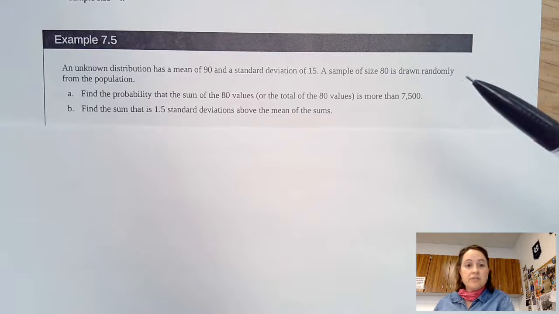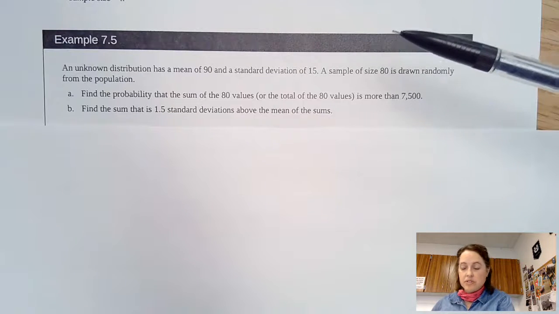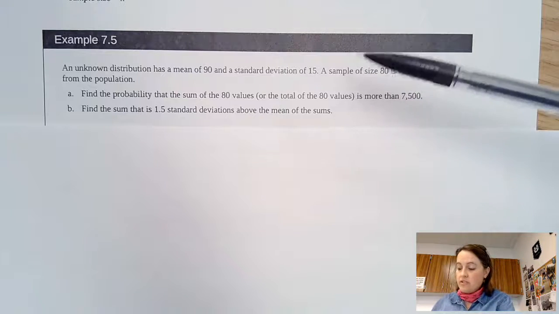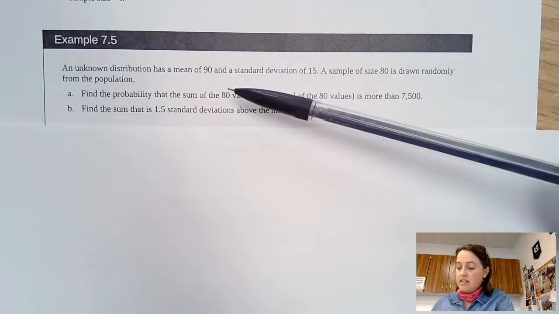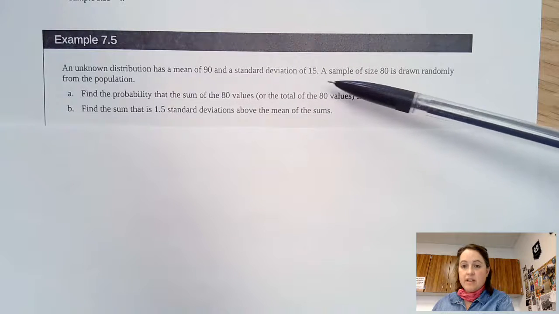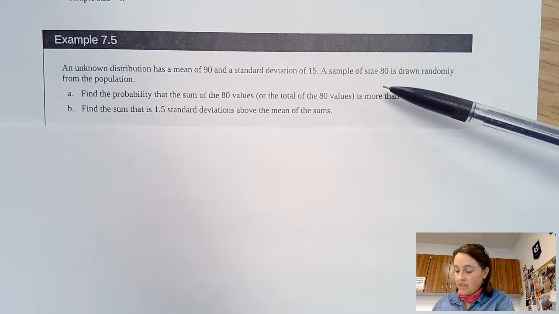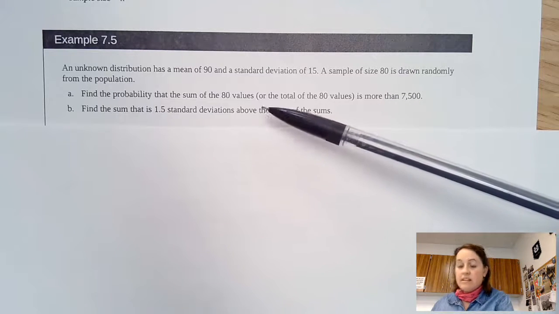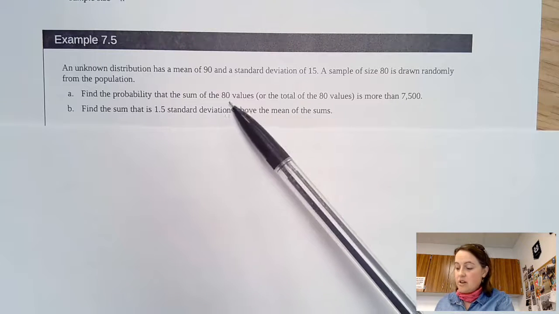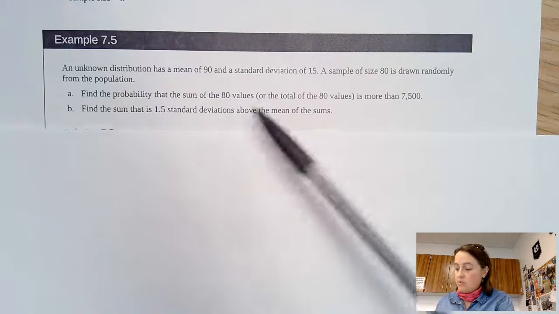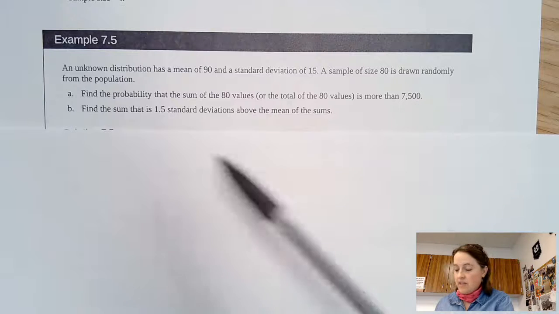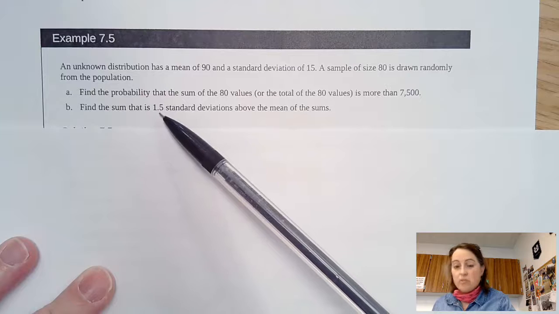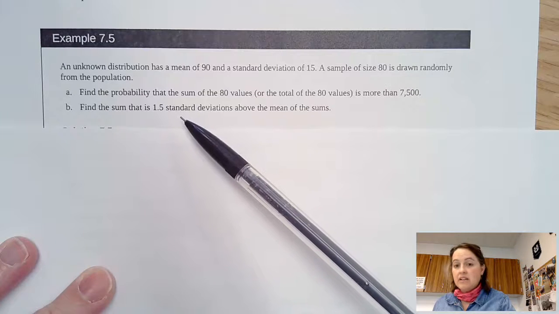All right, so we're going to walk through example 7.5. This is on page 402 in your packet. So page 402, example 7.5. So an unknown distribution has a mean of 90 and a standard deviation of 15. The sample size is 80. And it's drawn randomly from the population. So we're asked to find the probability that the sum of the 80 values is more than 7,500, and then we want to find the sum that is 1.5 standard deviations above the mean of the sums.